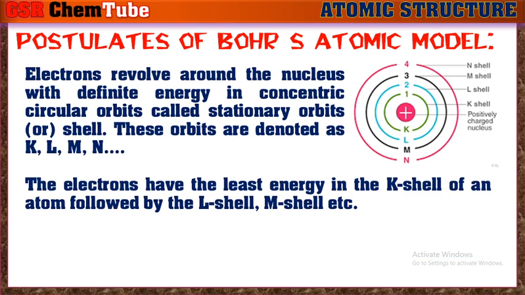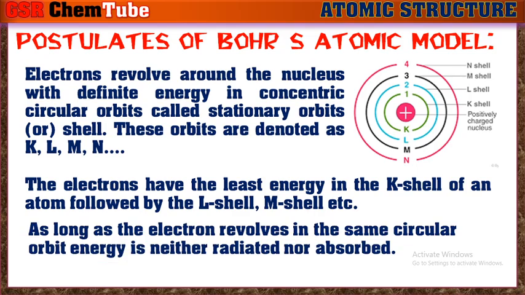The electrons have the least energy in the K shell of an atom, followed by the L shell and M shell and so on. That means electrons present in the K shell, or nearest orbit to the nucleus, have the lowest energy, and electrons farther from the nucleus have greater energies.